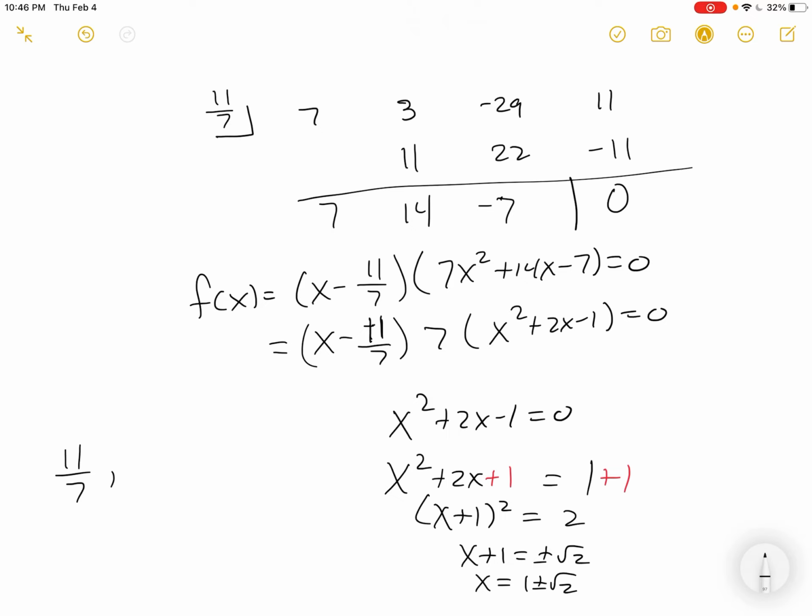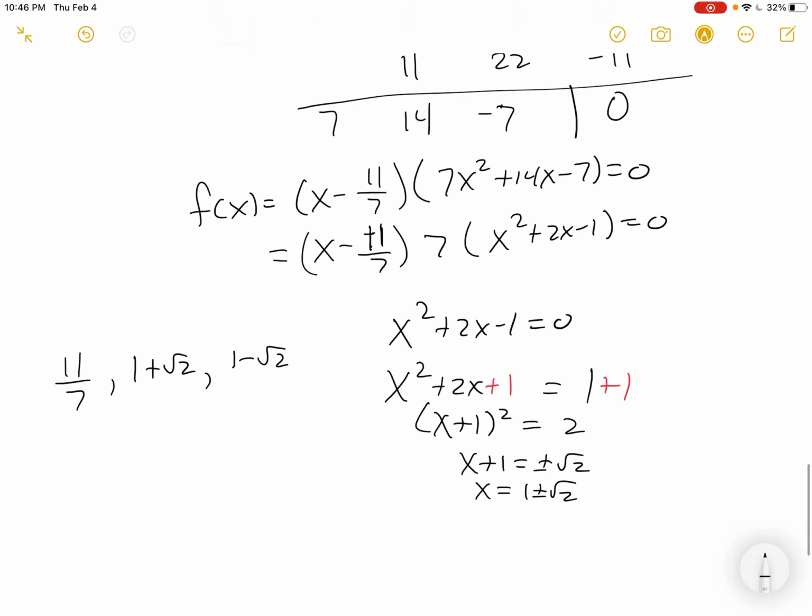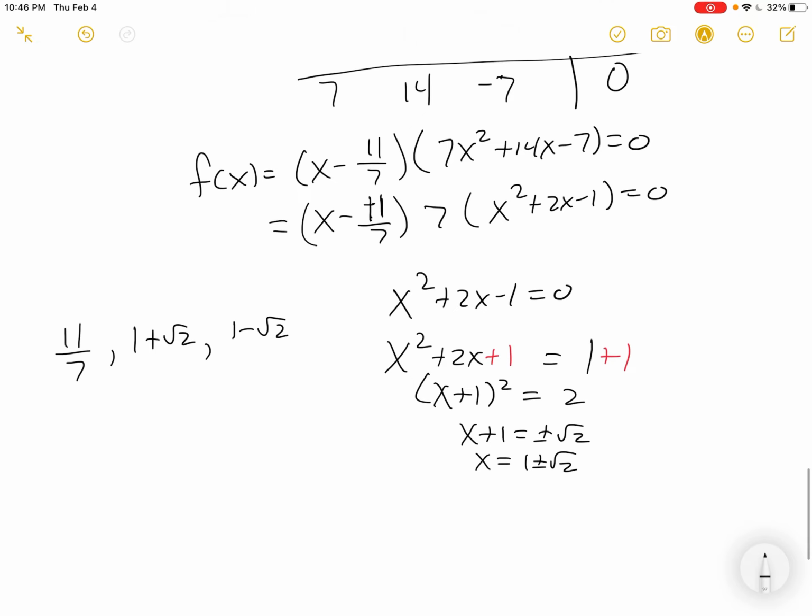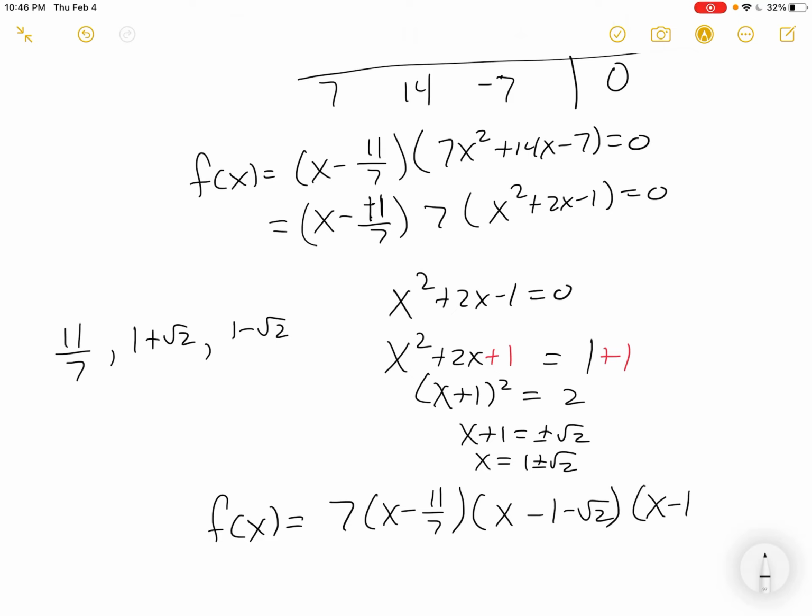And so the two other roots are negative 1 plus root 2, there's your second positive. We knew if we had one, we'd have a second. And our negative is negative 1 minus root 2. So there must have been an odd number of sign changes in that negative 1. Perfect. Now they are asking for a completely factored form. So what's that look like? That looks like 7 times x minus 11 sevenths times x minus the quantity negative 1 plus root 2, times x minus the quantity negative 1 minus root 2. And we have that factorization.